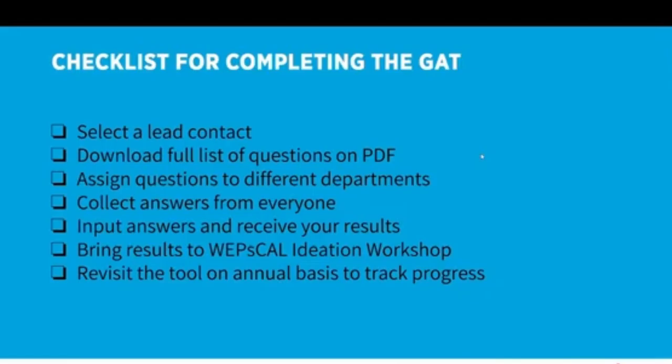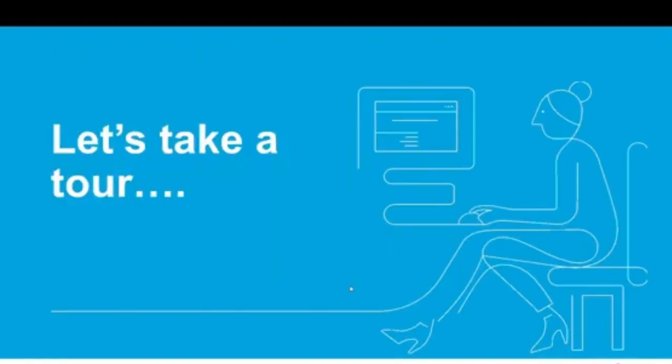So your basic checklist: choose a lead contact person who's going to be the one to input and make the account on the portal, download the list of questions, assign the questions to different departments, get the answers, input them, and get your results. I apologize, this is from another program that we run. I should have updated this. But revisit the tool on an annual basis to track your progress. That's what we recommend. Okay, let's take a tour of the website.